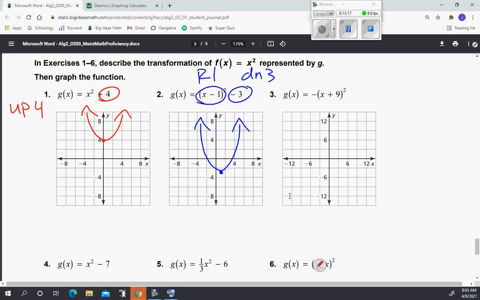Next one. x plus 9. That plus 9 moves it left 9. What does that negative do? It flips it. Okay, so we got to go left 9. Let's say it's counted by 3s. 3, 6, negative 9, right there, right at 0. Just moved it left 9. And instead of our parabola going up, it's going to be going down. Again, I'm not looking for a spot-on parabola. I'm looking for the correct vertex.